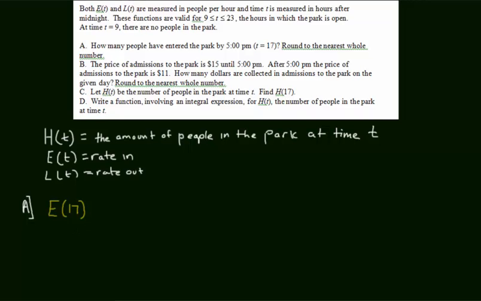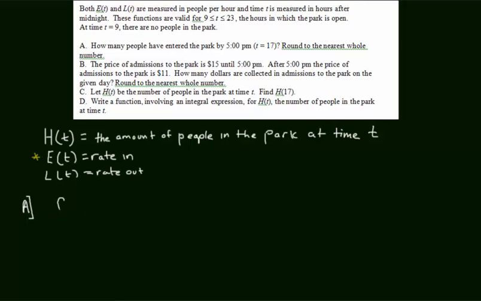What does E of 17 represent? Well, if E is the rate at which people enter the park, then E of 17 is the rate at which people are entering the park at the time t equals 17. So at 5 o'clock p.m., people are entering the park at a given rate. That is not what we want to find. The thing we want to find is how many people have entered the park by 5 o'clock.